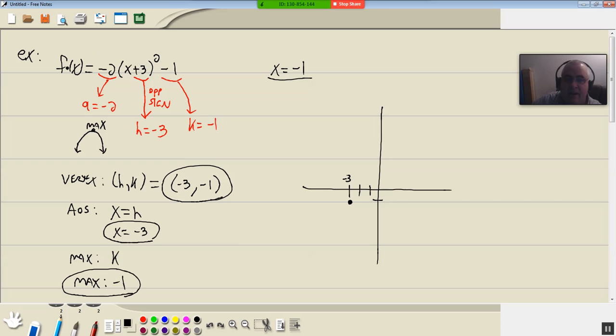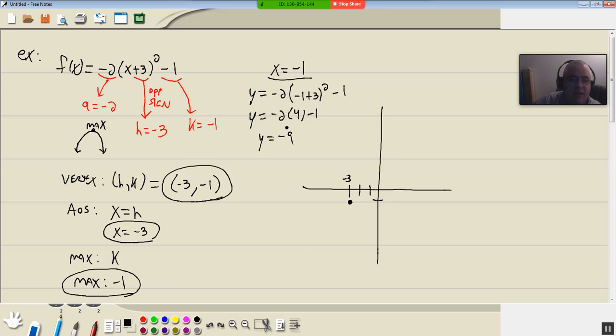Now I'm going to plug that back into my function, remembering f of x is y. So we got y is equal to negative 2 times (negative 1 plus 3) squared minus 1. Negative 1 plus 3 is 2, and 2 squared is 4, minus 1. Negative 2 times 4 is negative 8. Negative 8 minus 1 is negative 9.